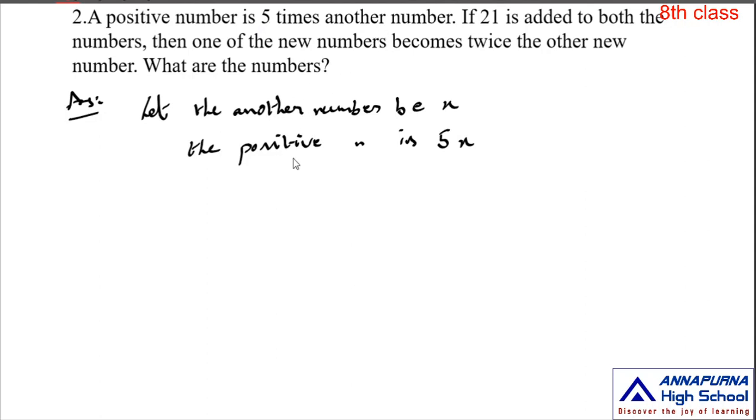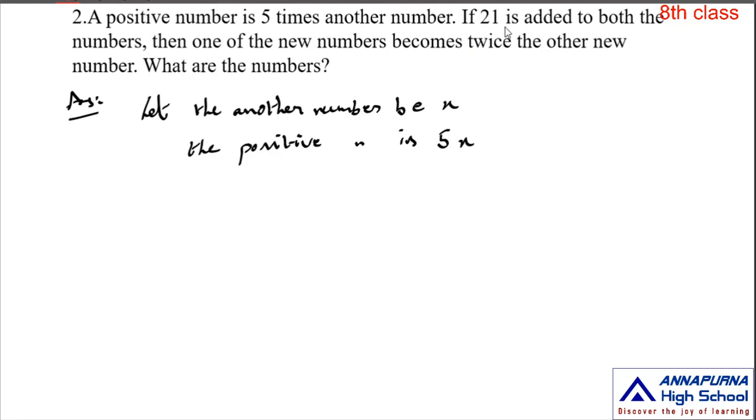Okay, so this is the second number and this is the first number. The first number is 5 times the second number. So if the second number is x, then the positive number, that means the first number, is 5x. And see the second sentence.